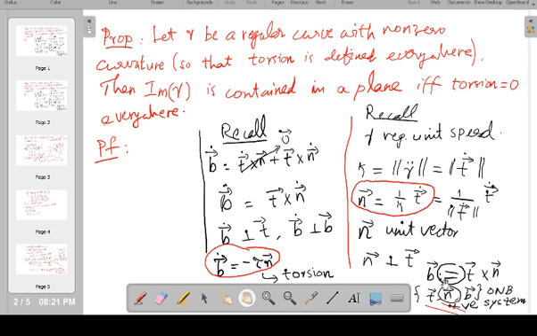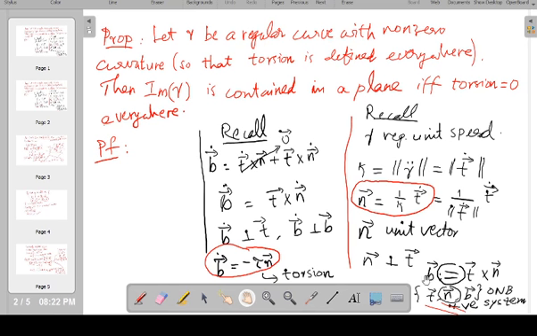And finally we defined another vector, vector b, called the binormal vector, that is equal to t cross n. And t, n, b forms an orthonormal basis for R3, and it's a positive system, meaning t cross n equals b, n cross b equals t, and b cross t equals n. That is what is meant by a positive system.